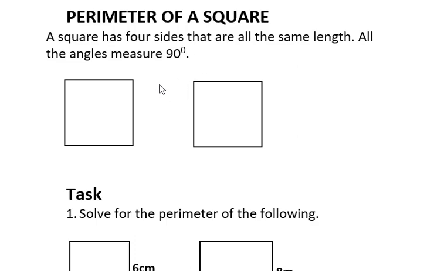Perimeter of a square. A square has four sides that are all the same length. Okay, that simply means that for this square, this length is the same as this one. This side is equal to this side, and as well I can use a double stroke. So you see, it means they are all the same length, or equal.